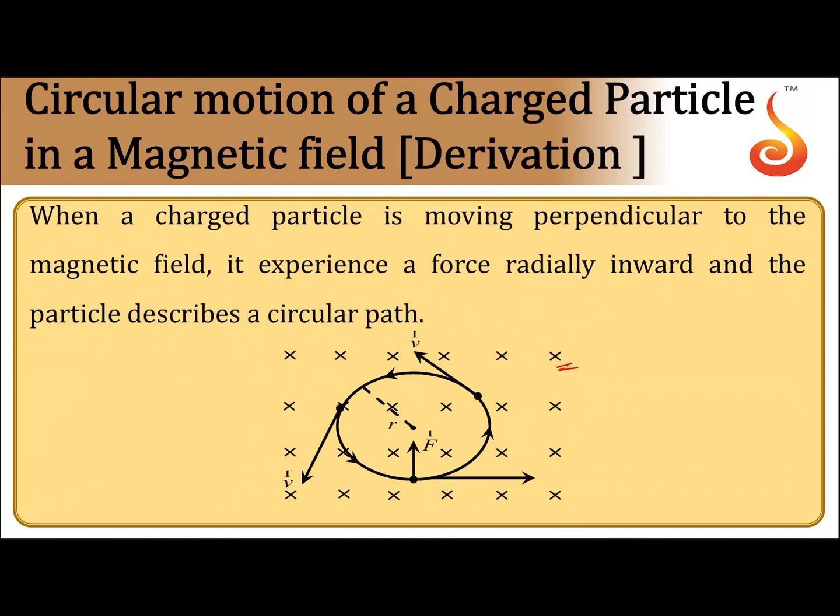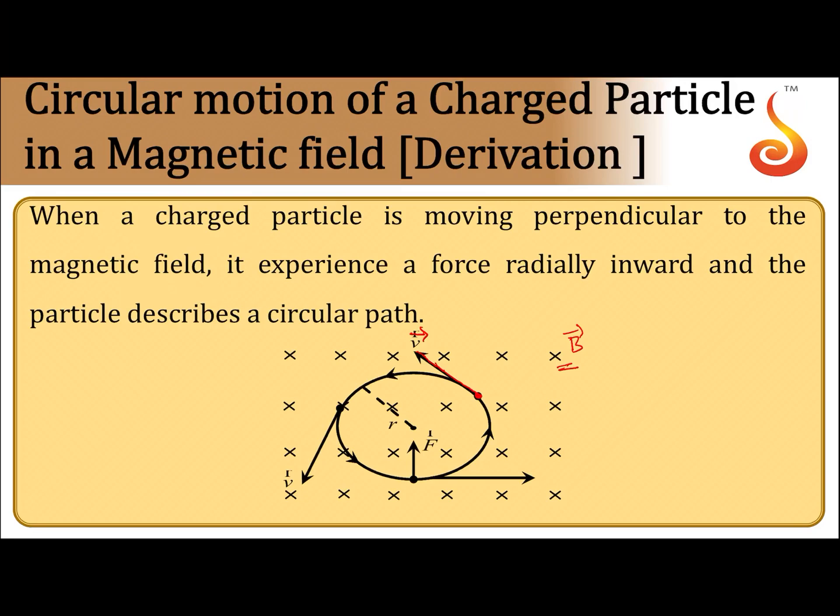Magnetic field is into the plane of the board here. So, at this point it enters. Let us say this is the direction of velocity. So, velocity is perpendicular to field. Field is into the plane of the board and any vector in the plane of the board will be perpendicular to field.